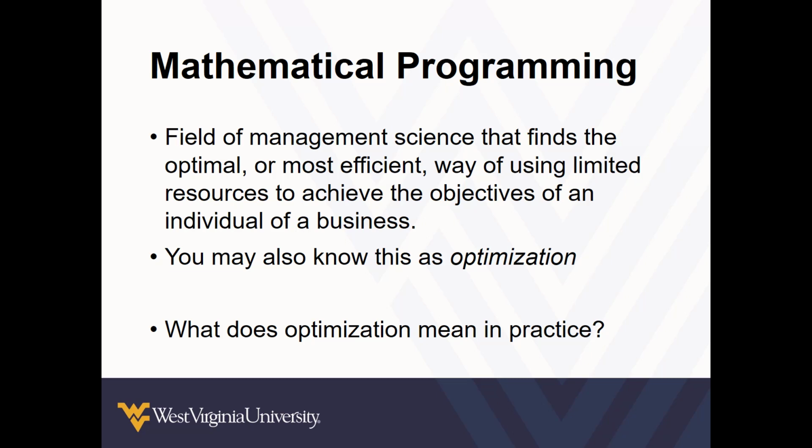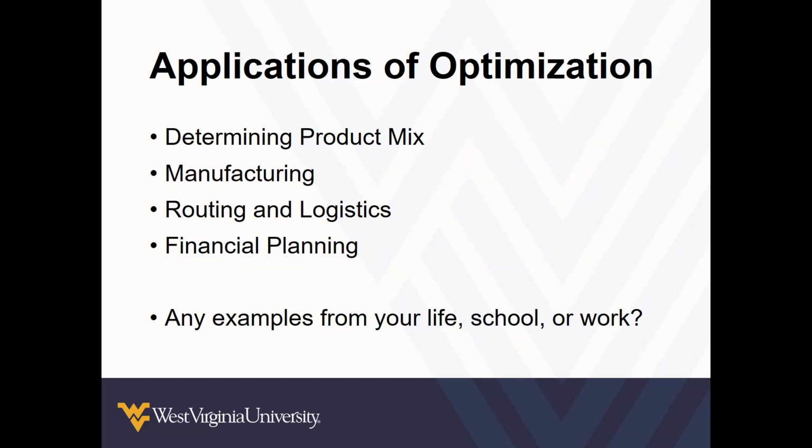You might be kind of familiar with this concept just with the word optimization. So what does optimization mean in practice? Well, it can mean determining product mix. So what medication should we give a complex patient in the ICU? Manufacturing. So once that vaccine is developed, how do we manufacture it, route it, and logistically handle it and get it to patients who need it, as well as financial planning, which is critical in any business organization.